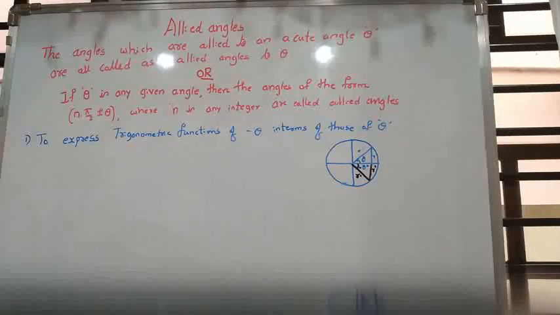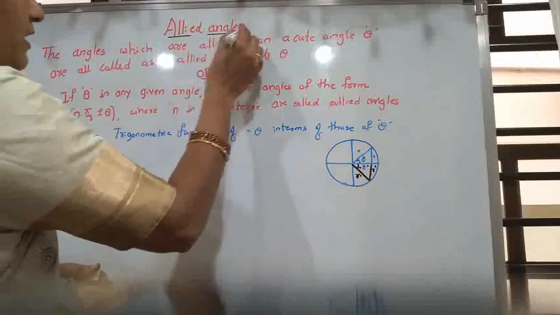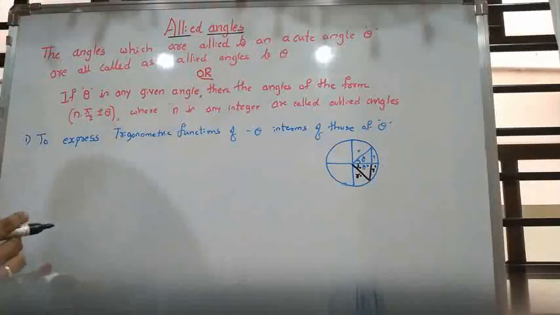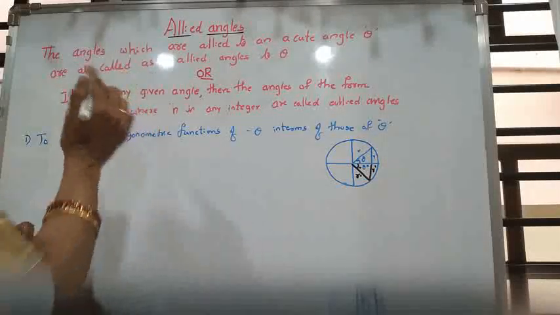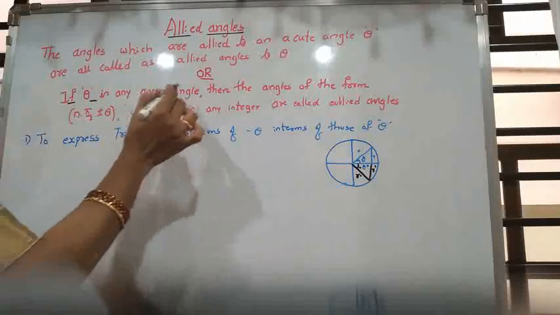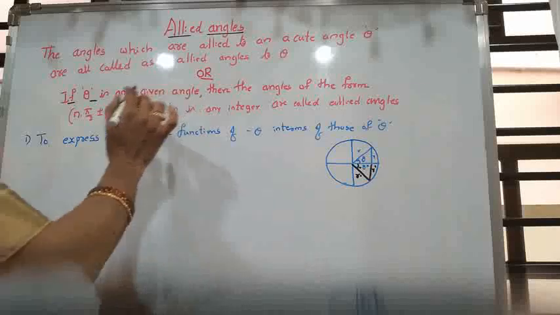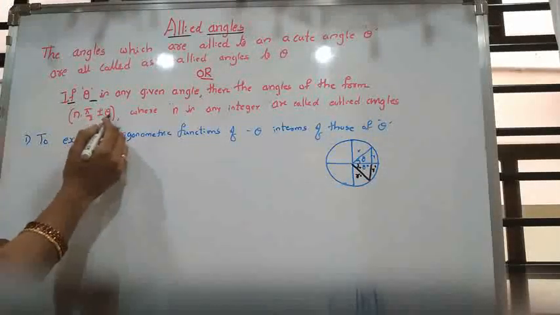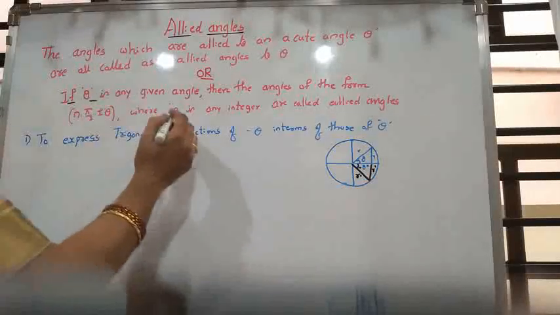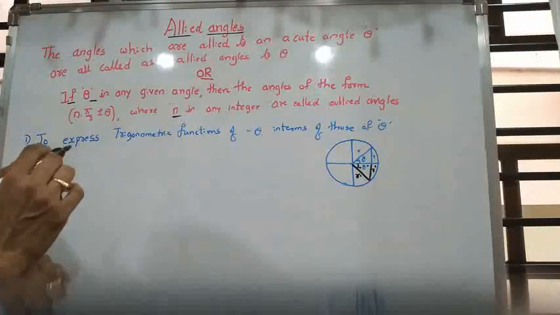Hello students, in this video we shall learn about the allied angles. Allied angles are also called relative angles. So what are allied angles? If theta is any given angle, preferably an acute angle, then the angles of the form n pi by 2 plus or minus theta, where n is any integer, are called allied angles.